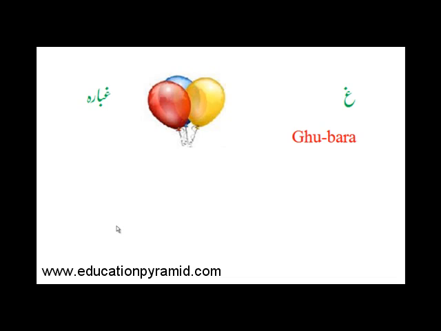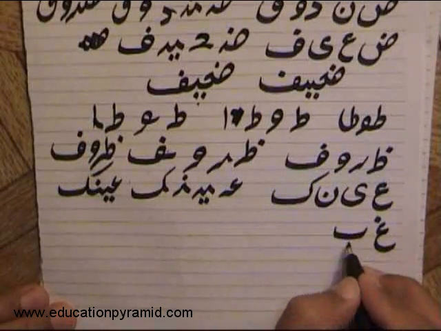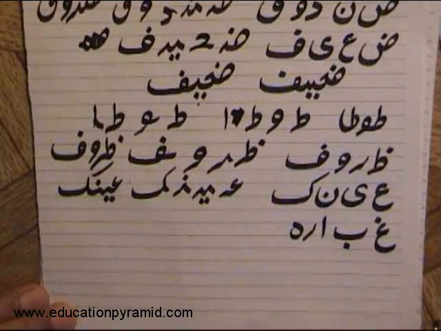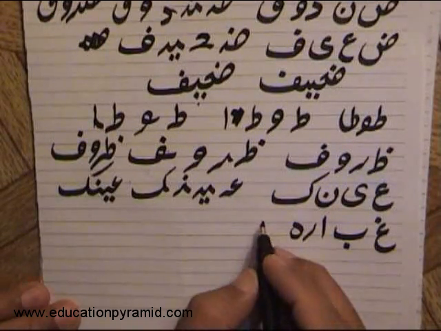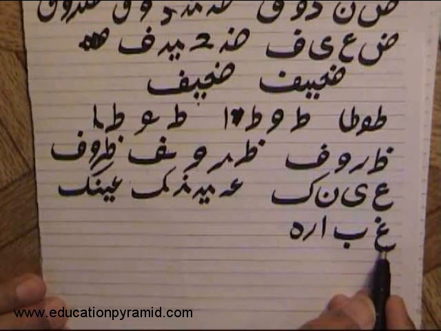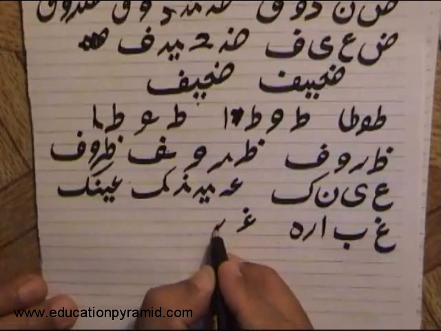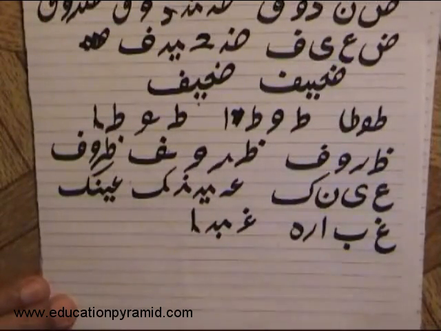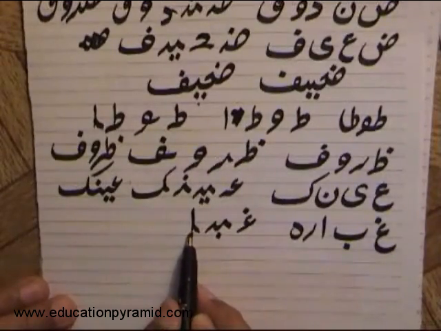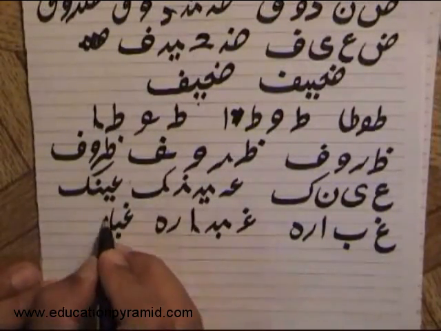Ghubara, balloons. In Ghubara we have ghain, then be, then alif, then re, and then he. Ghain is a connector, be is a connector, and he is a connector. Ghain will assume the initial position. Then we have be, which has a connector on both sides. Then alif, non-connector, so it will only assume the final place, and there will be a break, and then re and then he. So we will write Ghubara like this.